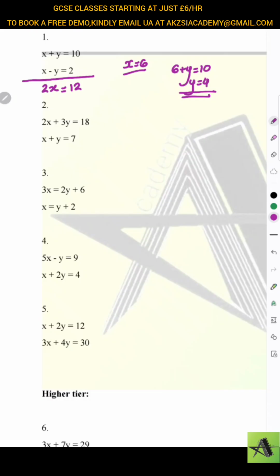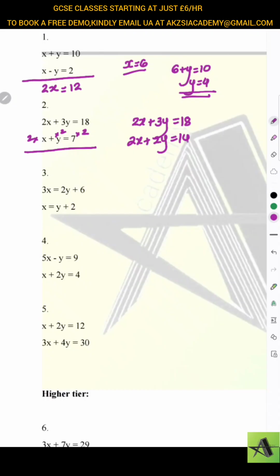Moving on to the second one, again we have to make the coefficients the same. Let me make the coefficient of x the same, and in order to do so I'm just multiplying by 2. So multiplying this with 2, this with 2 and this with 2, and let me rewrite this. I'll get 2x plus 3y is equal to 18, and this will be 2x plus 2y is equal to 14.